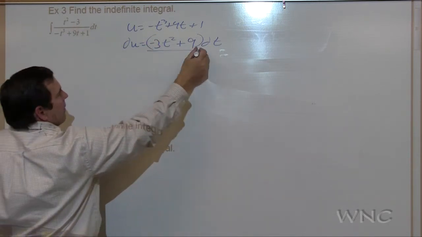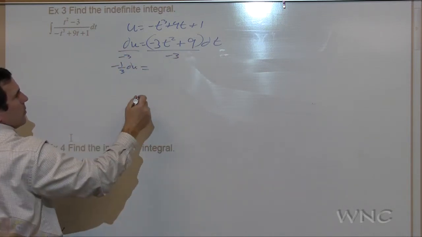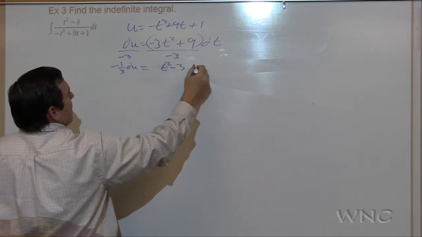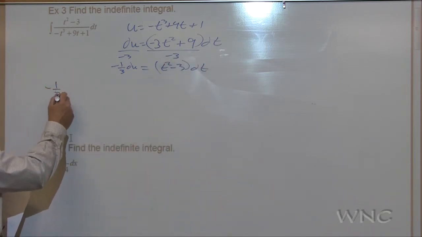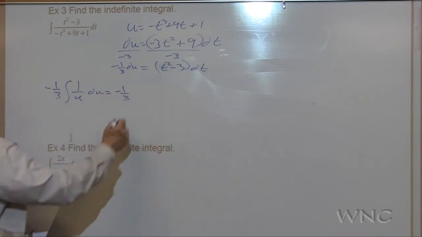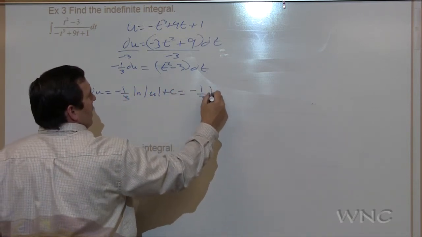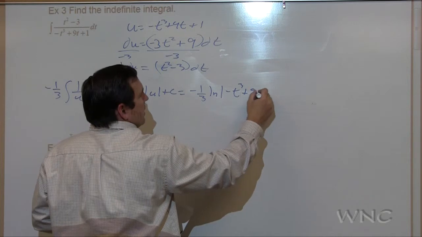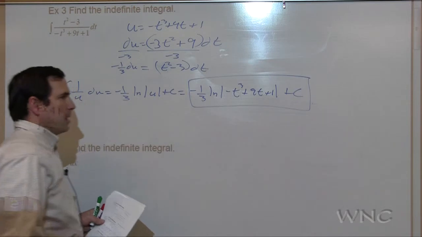We could divide by negative 3, and negative 1/3 du is equal to positive then, t squared minus 3 dt. So this becomes negative 1/3 integral 1 over u du, which is negative 1/3 natural log of the absolute value of u plus c, which is negative 1/3 natural log of the absolute value of negative t cubed plus 9t plus 1 plus c. That's that.